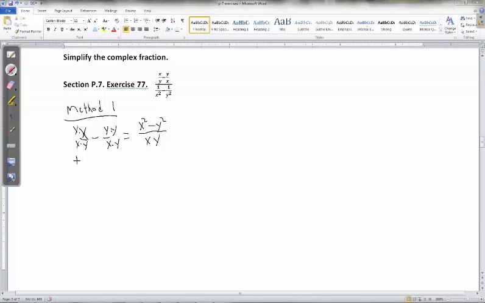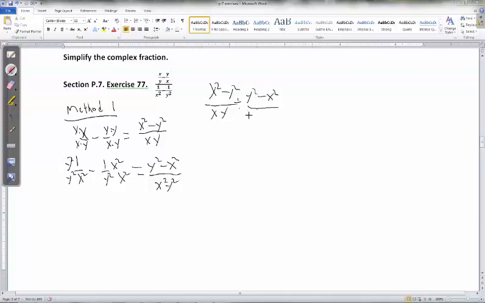And on the bottom, I have 1 over x squared minus 1 over y squared. So, again, I can't factor the denominators at all, so I'm just going to multiply by the piece I don't have. Y squared, x squared. That'll be y squared minus x squared over x squared, y squared. So now we're just doing a division. So I have x squared minus y squared over xy divided by y squared minus x squared over x squared, y squared.